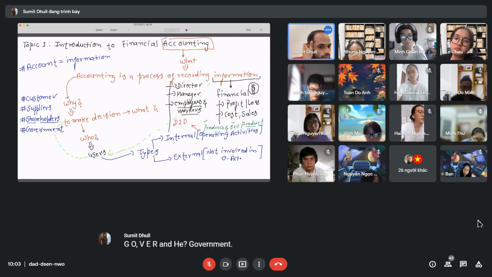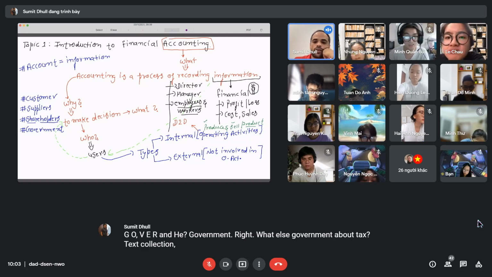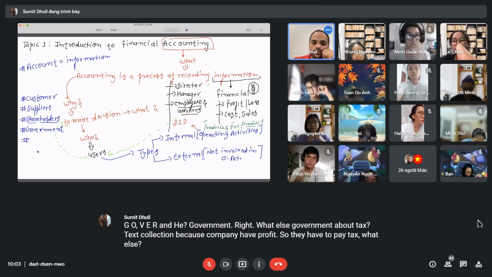Government. Right. What else? Government about tax. Right? Tax collection, because the company has profit, so they have to pay tax. What else?